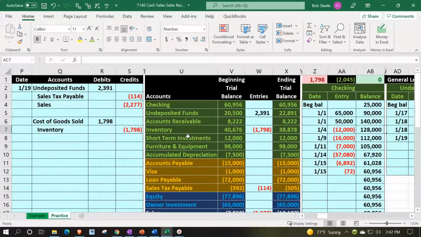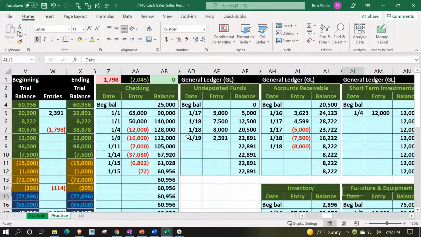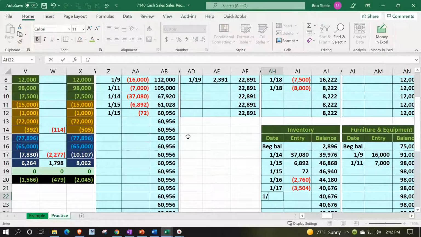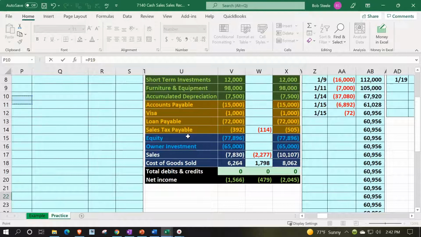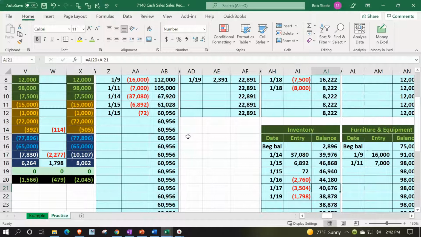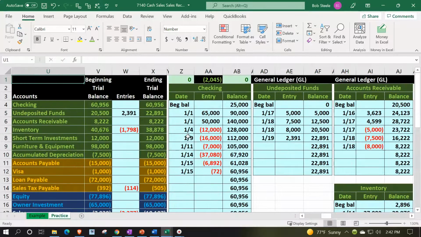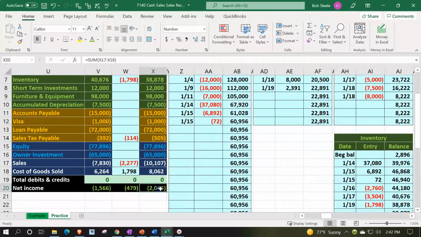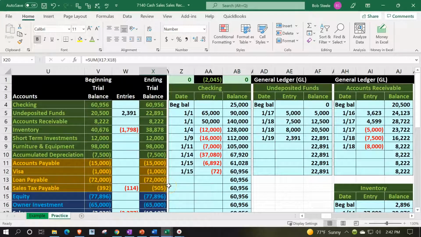That's the fourth account on the trial balance. Same in the GL. If we set everything up the way it's supposed to be set up, which we did, AI22 equals left to the wall. Scrolling up, we're picking up that 1798. So we go from 40,676 down by 1798 to the 38,878. That 38,878 matches what's on the trusty TB. We're back in balance on the general ledger, and our general ledger income accounts tie out to the income accounts that are down here by that green zero as well.